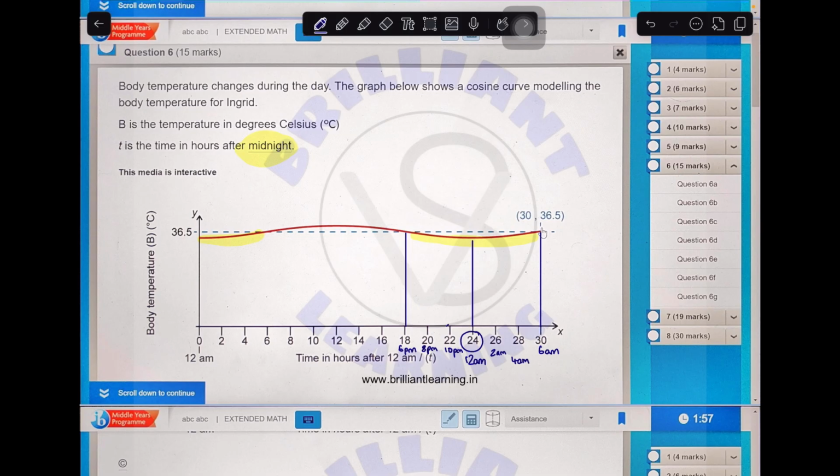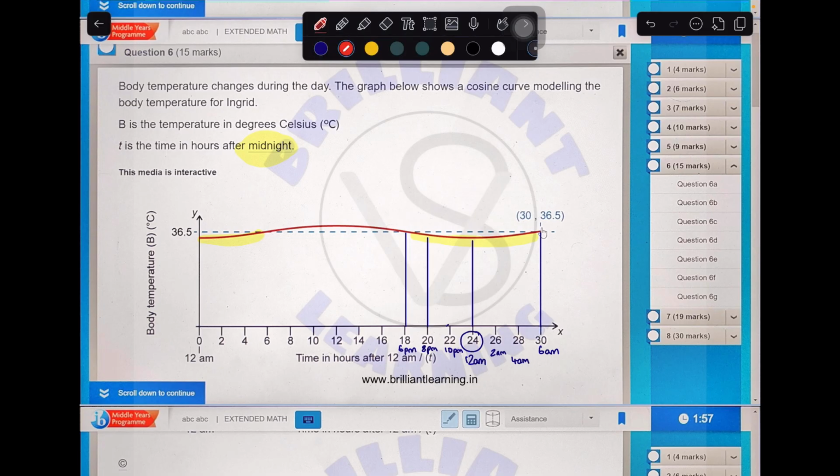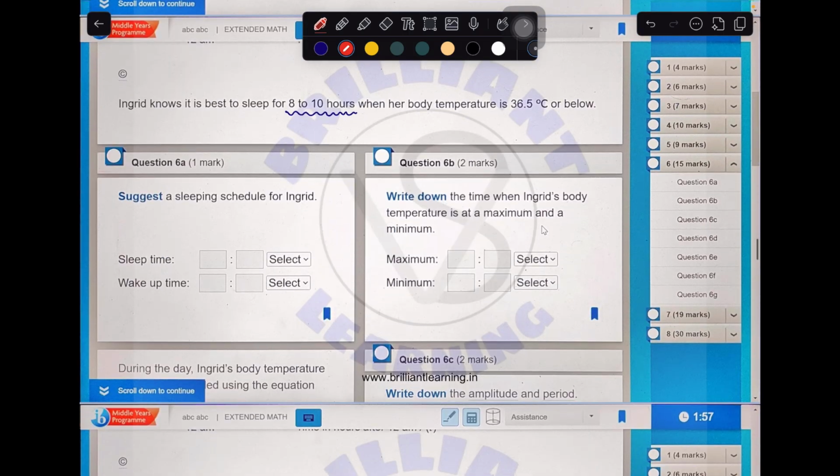So I'm going to pick a bedtime of 8 p.m., and she's going to sleep for 8 hours. So that would take me 2, 4, 6, 8, so that would be until 4 a.m. Okay, so there is more than one answer to this question.